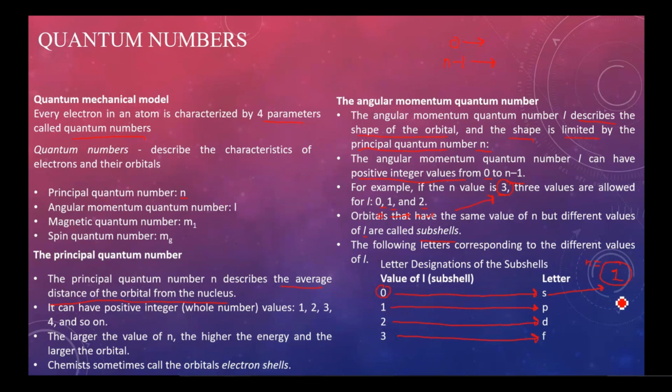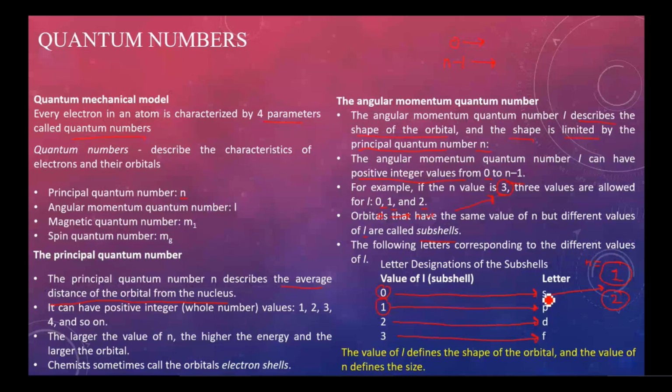The second orbital, which is the orbital number 2, would have two subshells associated with it: the subshell represented by 0, which is S, and a subshell which would be represented by n minus 1, which is 1, and it can be designated with the letter P. I hope it is clear so far. Is there any confusion so far? No, sir. All right. So the value of L defines the shape of the orbital, and the value of n defines the size of your orbital.